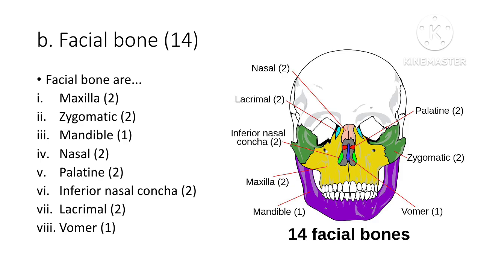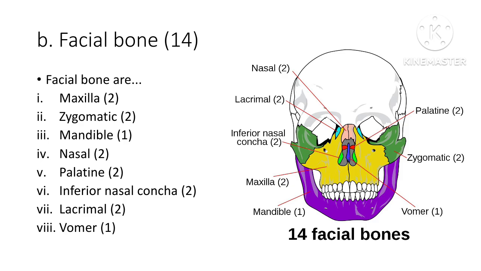The third one is the mandible, the lower jawbone that forms the lower portion of the face and supports the teeth. Fourth one is the nasal bones, which form the bridge of the nose and also contribute to the formation of the upper part of the face. Fifth one is the palatine bones that form the back portion of the hard palate and roof of the mouth. Then the sixth one is the inferior nasal conchae. These are thin, scroll-shaped bones that project from the lateral wall of the nasal cavity.